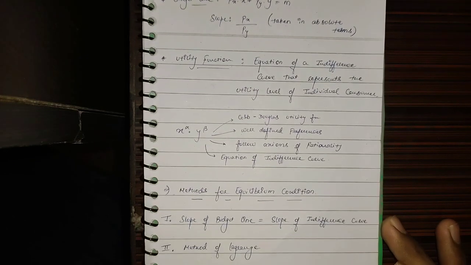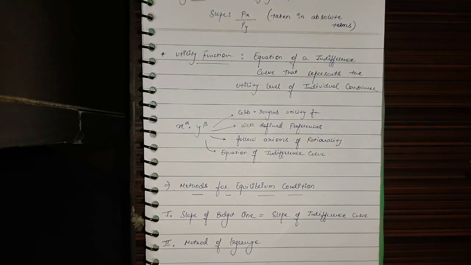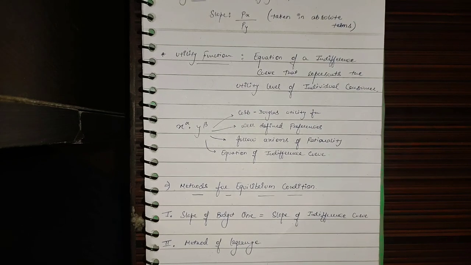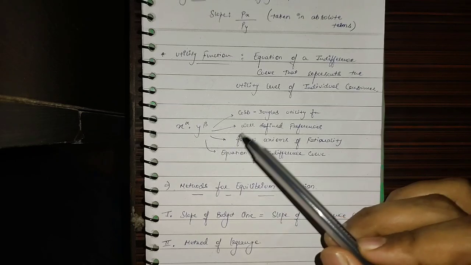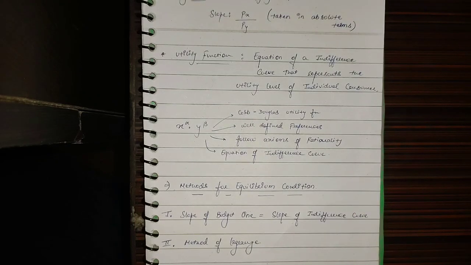So this was the general form of a Cobb-Douglas utility function. It represents well-defined preferences, meaning the consumer's preferences follow all the axioms of rationality that we have already discussed in previous videos. And like I said, the utility function is the equation of the indifference curve.